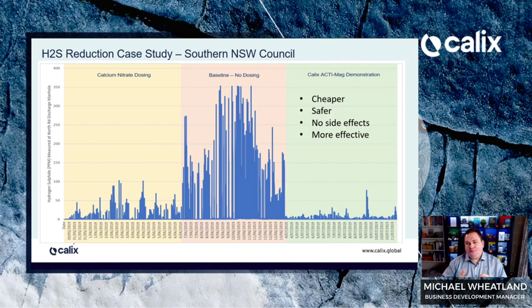So what did we do? We came in and we did a trial at this site with the ACTI-Mag. And as you can see, it dropped down, so the baseline is incredibly low, below 10 parts per million. We did have a couple of spikes, up to around 50 to 75 parts per million, but it was very effective in terms of the results we had at that pump station. So a couple of examples of ACTI-Mag working very well in terms of controlling the odours.